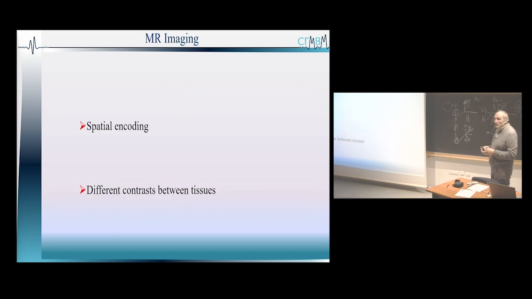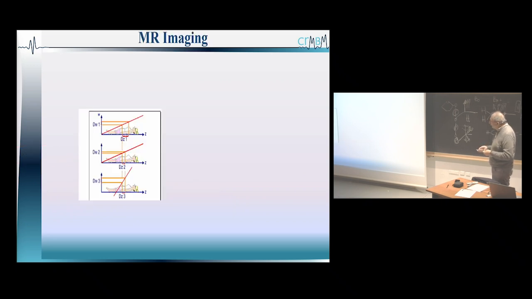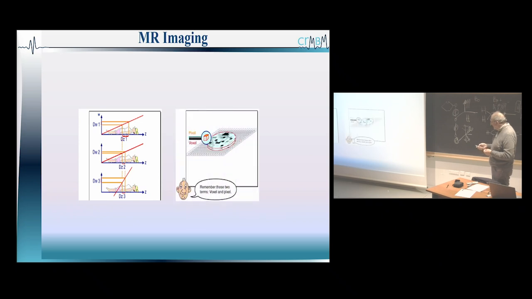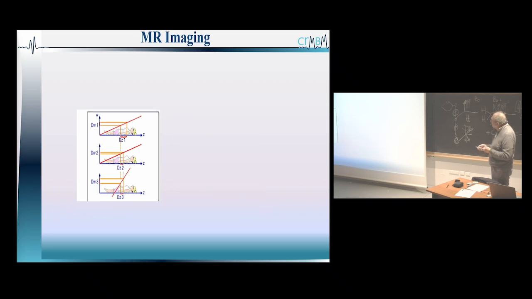And so what we are missing is what we call spatial encoding. You need to get a frequency which will be selective for the type of proton, but also for the position of the proton, of the water or fat. And so this is what we are going to do.